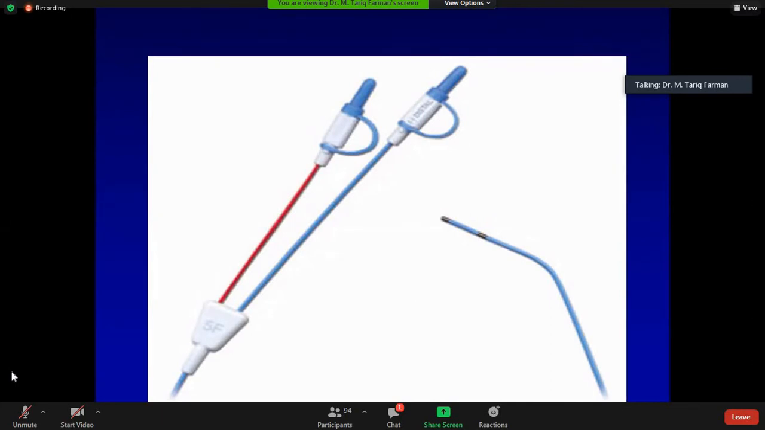From the venous approach. From the femoral vein, from the subclavian or internal jugular, whatever is easy for the patient or for the operator, you have to get the access through the vein, and then you should go inside the right ventricle and then place this temporary pacemaker lead inside the right ventricle, and then you can generate the impulse through the temporary pacemaker.